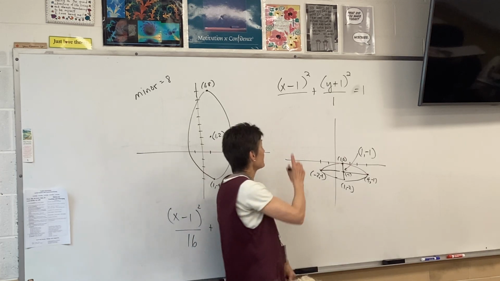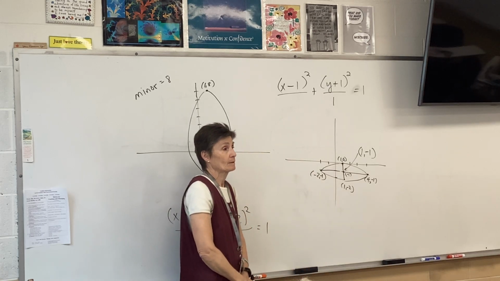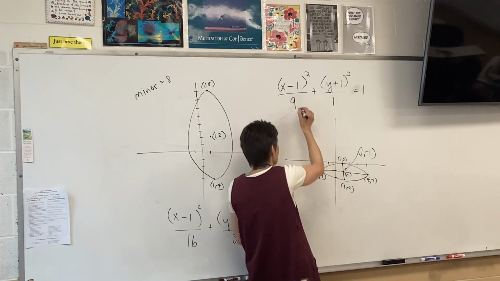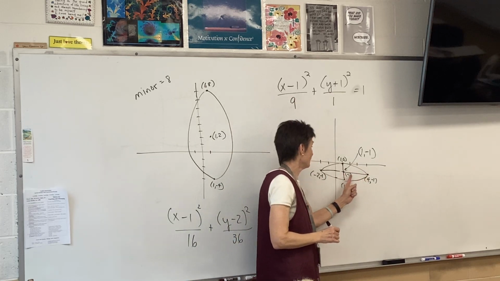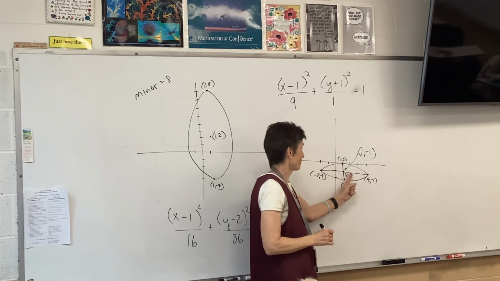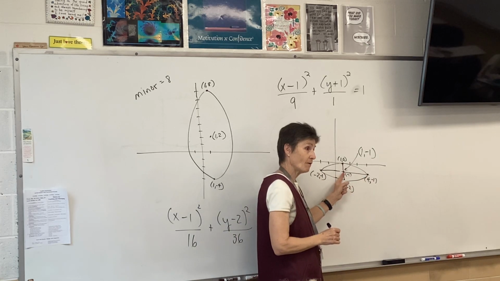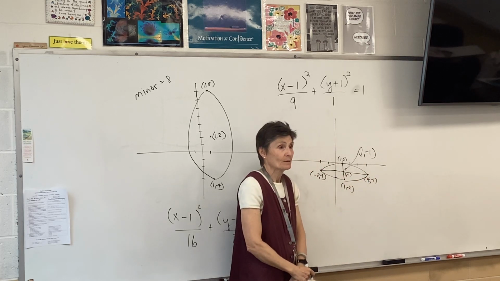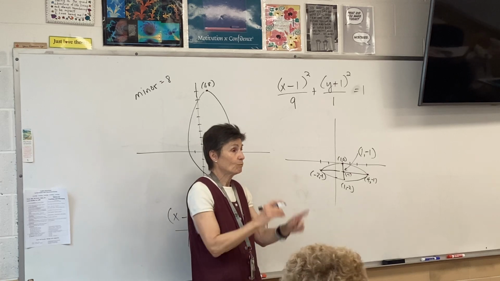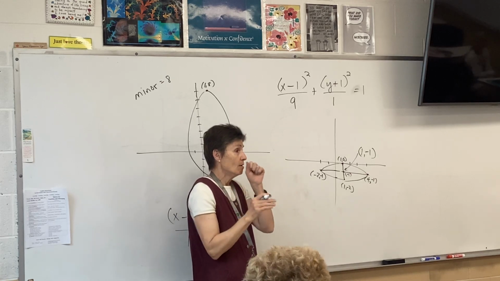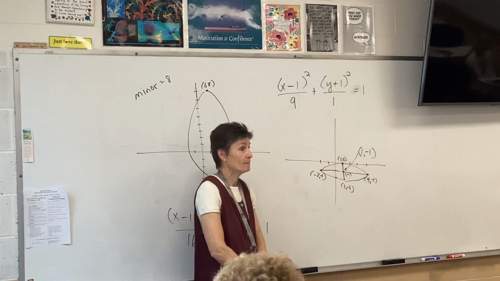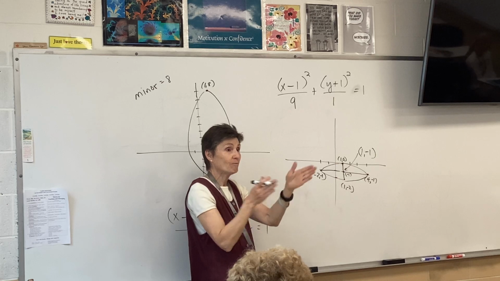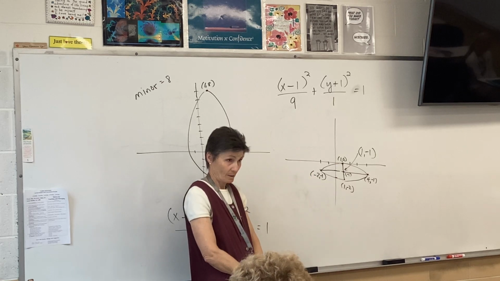Now, what's going to go underneath the x? 9. Because how far sideways did we travel? How far is it? Count on your paper. From 1 to 4 is how far? 3. And if we went back and forth 3, then that number has to be a 9. Because the square root of that number tells you how far back and forth to go.